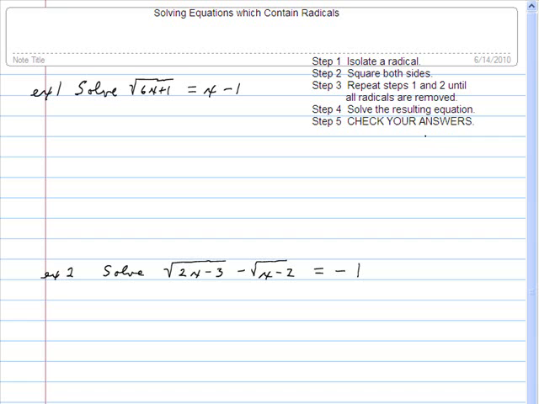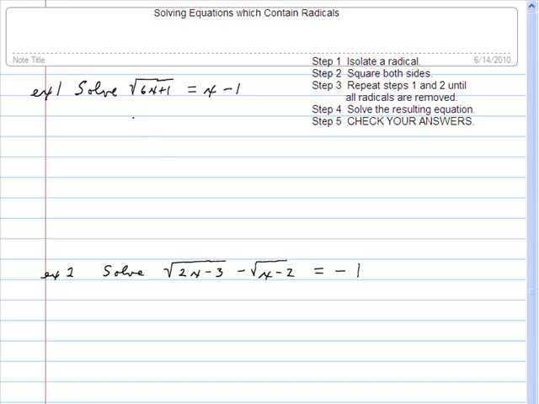Okay, let's get started. In example 1, we don't really have to isolate a radical because the square root of 6x plus 1 is already isolated. And I might mention here these are radicals in the traditional sense, meaning the positive number you square to get 6x plus 1. Okay, let's begin. So we've got a radical isolated already.